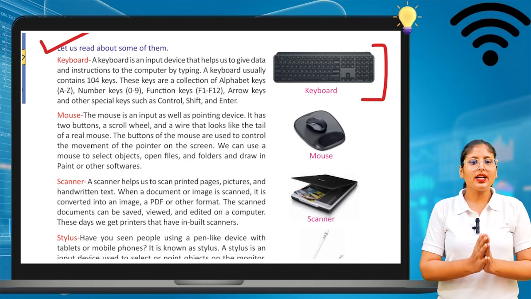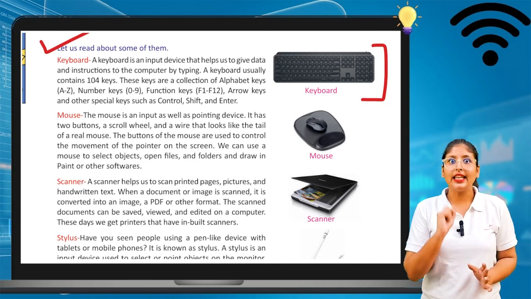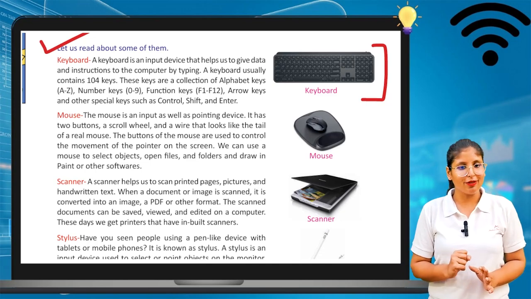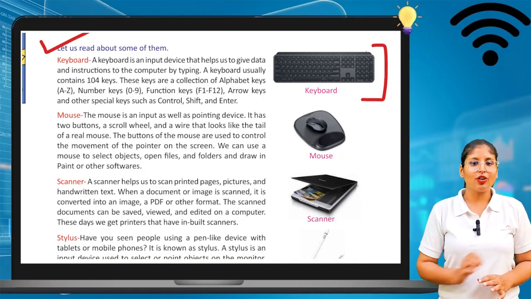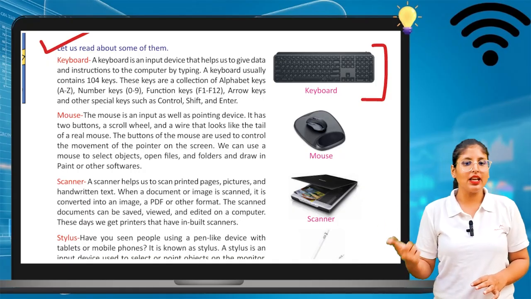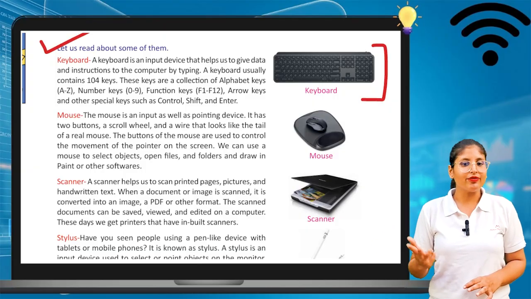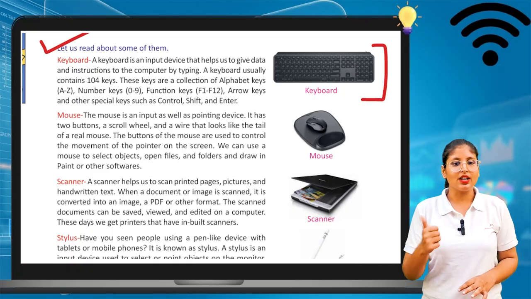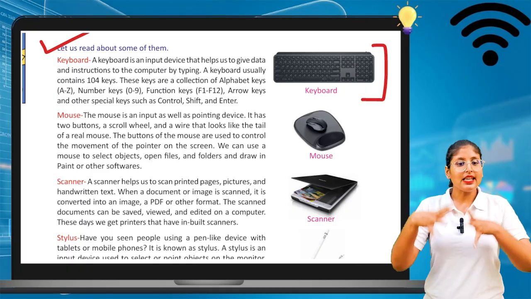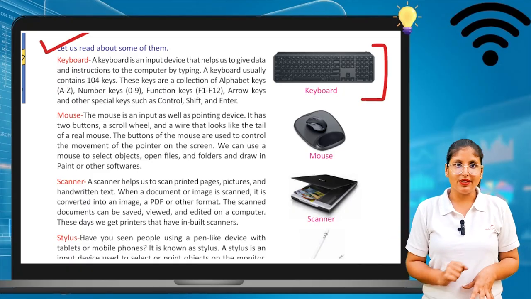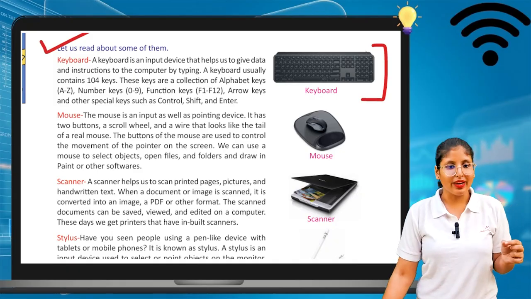A keyboard usually contains 104 keys. So how many keys are there? 104. These keys are a collection of alphabets A to Z, number keys 0 to 9, function keys F1 to F12, arrow keys and other special keys such as control, shift and enter. So these keys are also there in keyboards. So in total there are 104 keys.